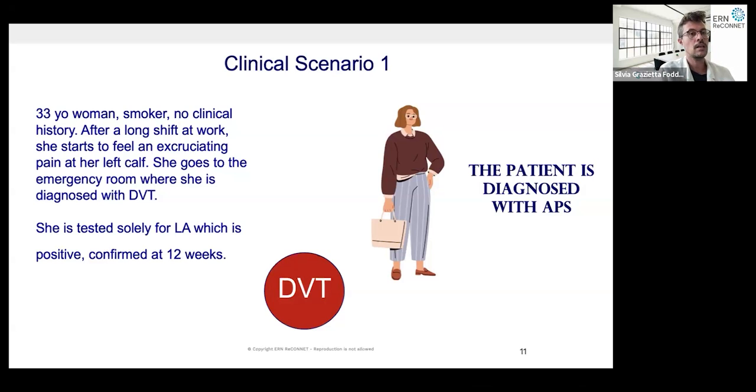After the testing, they test her again after 12 weeks, as Silvia suggested that one should do, and she's confirmed to be positive. So the patient is diagnosed with APS because she has a positive testing of LA, and also she had a clinical manifestation. What should we do next?